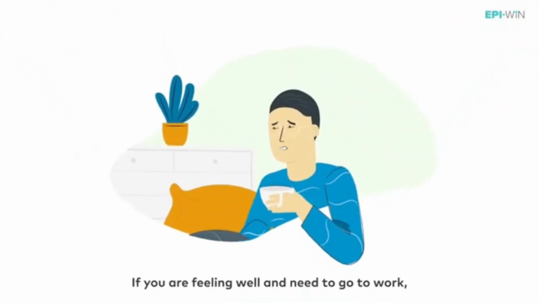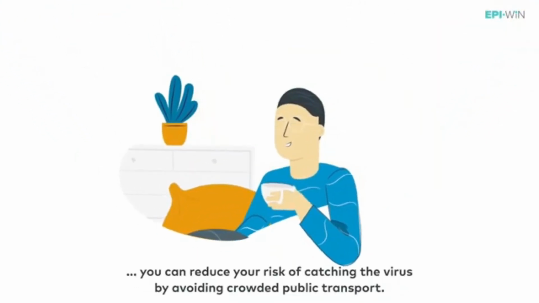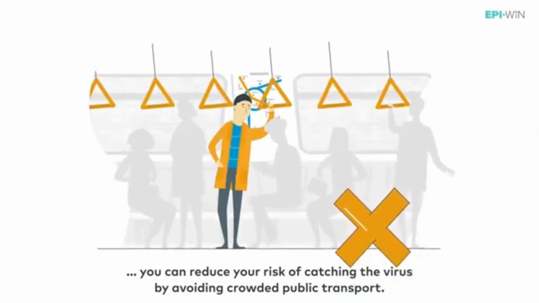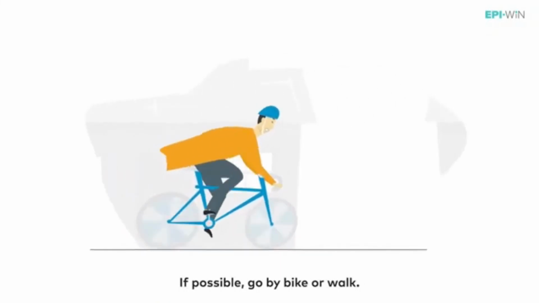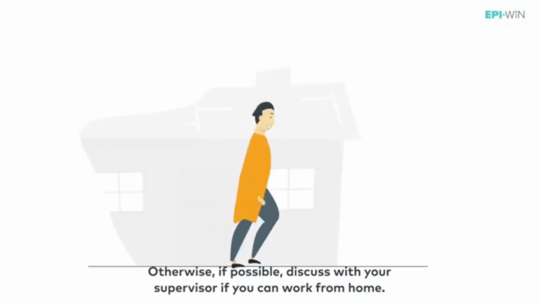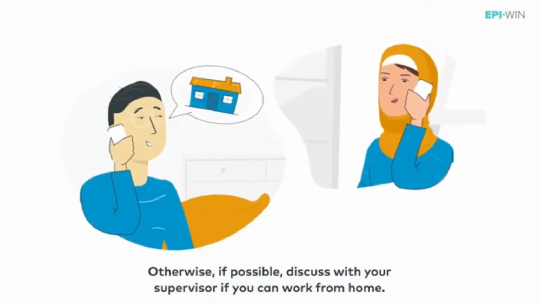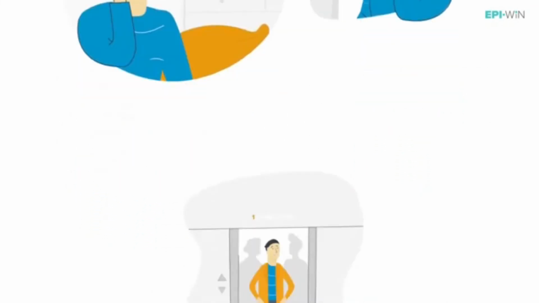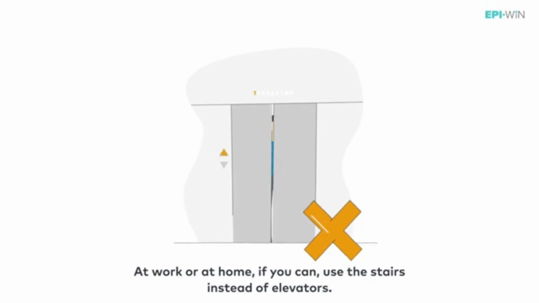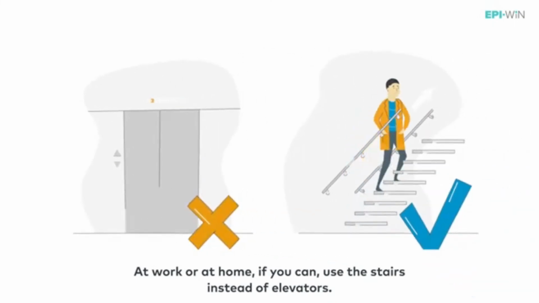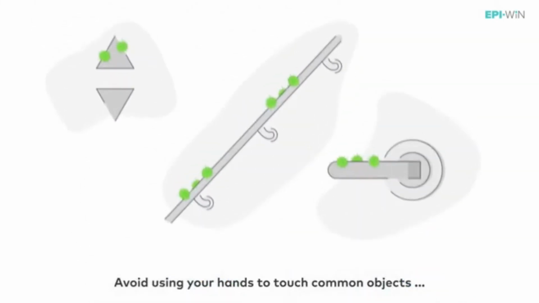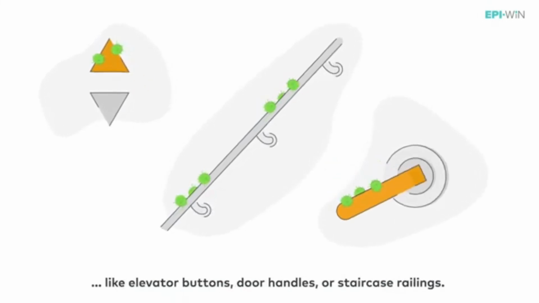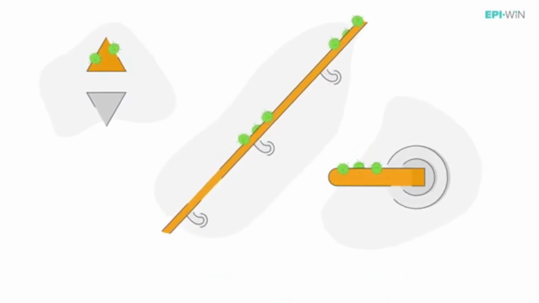If you are feeling well and need to go to work, you can reduce your risk of catching the virus by avoiding crowded public transport. If possible, go by bike or walk. Otherwise, if possible, discuss with your supervisor if you can work from home. At work or at home, if you can, use the stairs instead of elevators. Avoid using your hands to touch common objects like elevator buttons, door handles, or staircase railings.